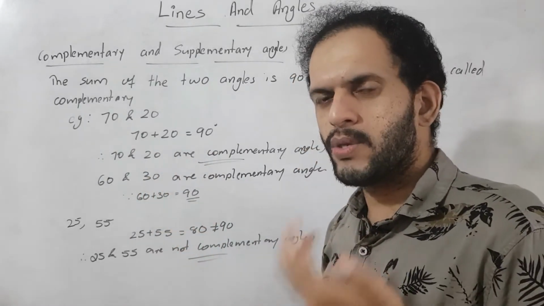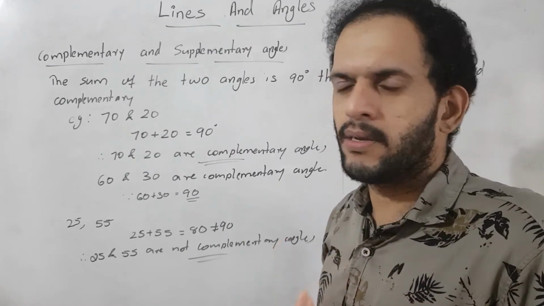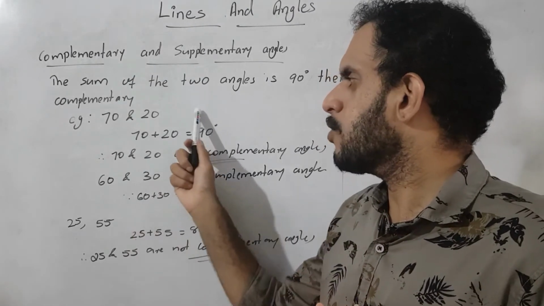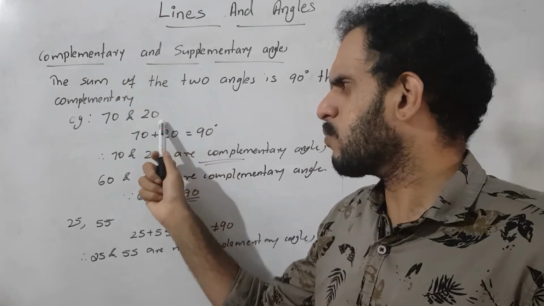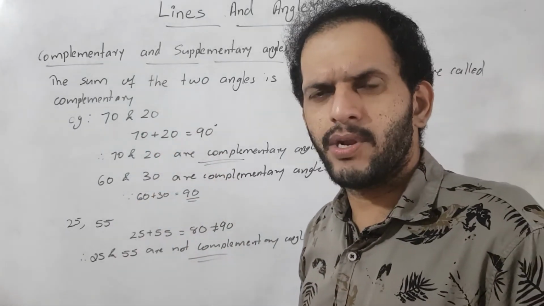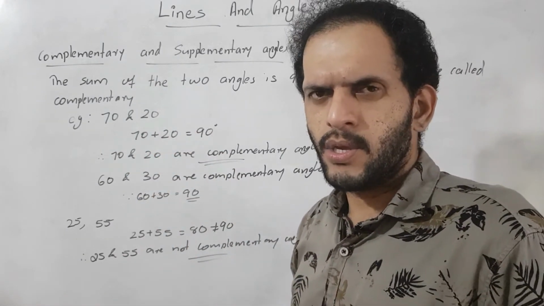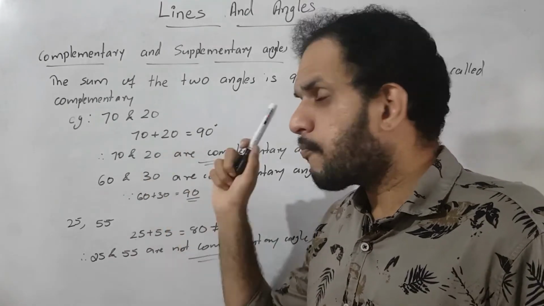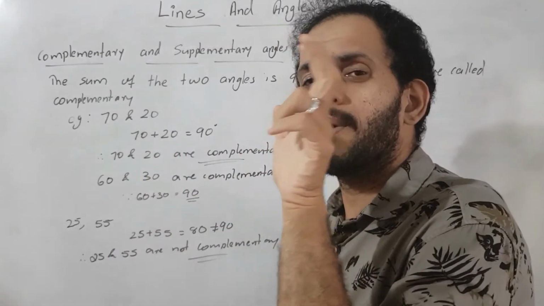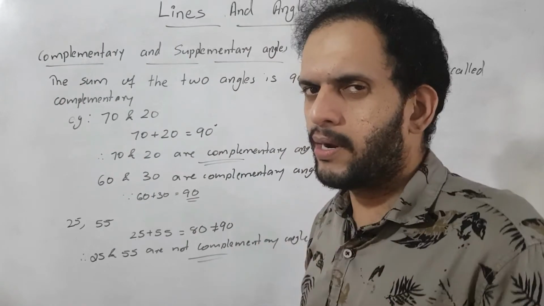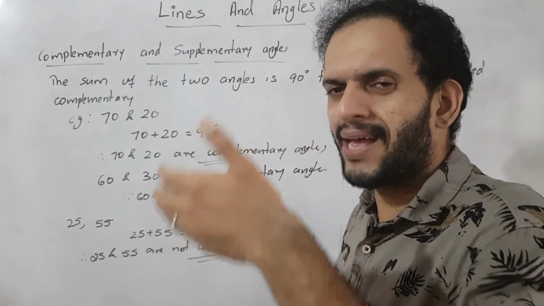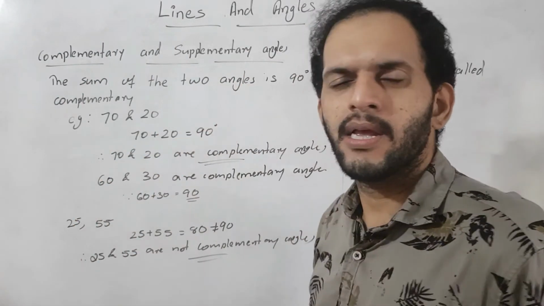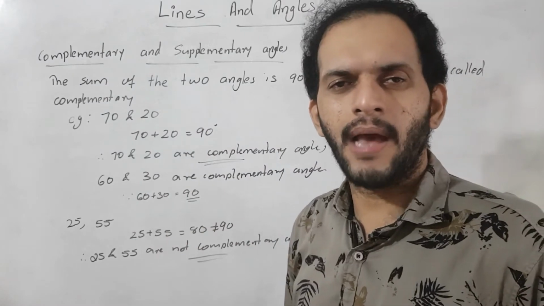The complement of 70 is 20. Then how do we get that? That is very clear. 90 minus 70. What is 90 minus 70? 90 minus 70 is equal to 20, correct? So how do we find the complement of a particular angle? That is very clear. If we subtract that angle from 90 degrees, then we get the complement of the angle.